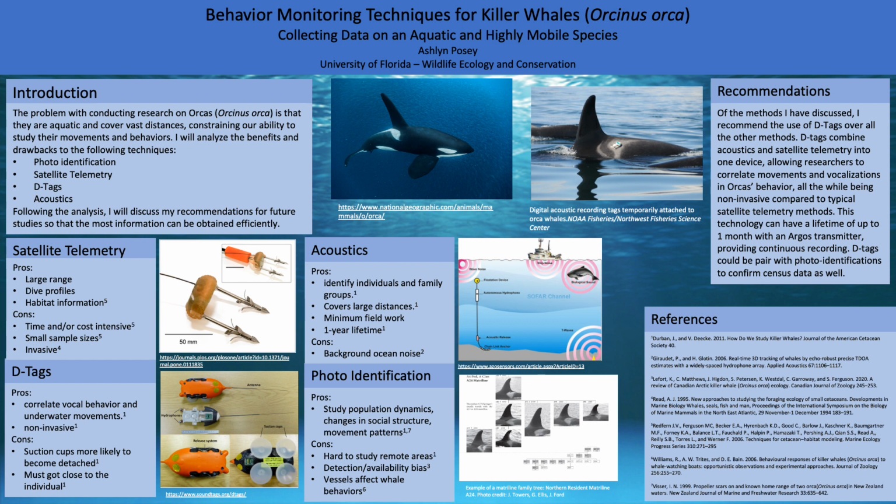Next, let's move on to satellite telemetry. These tags can be used to monitor the movement of killer whales from remote areas. These tags often have several sensors that can record depth, stomach temperature, echolocation, and more. These can provide modeling at a large range scale and can provide information about an individual's location and behavior, including dive profiles and habitat information such as water temperature and salinity.